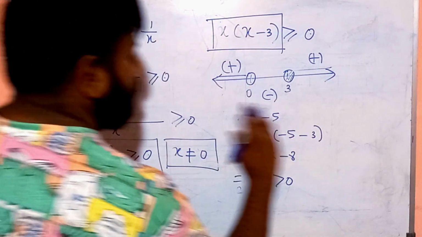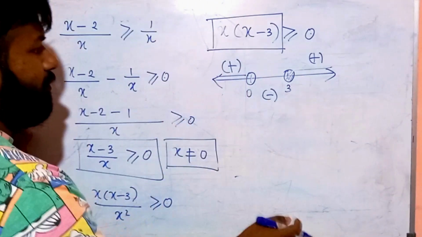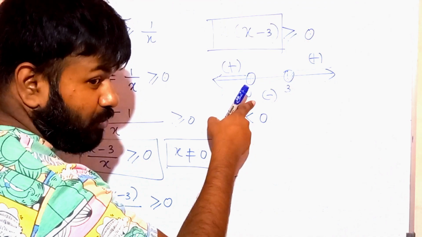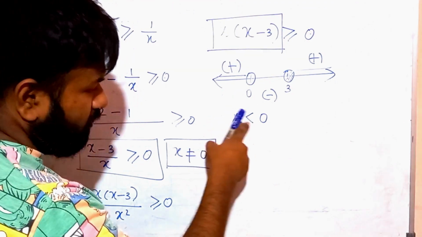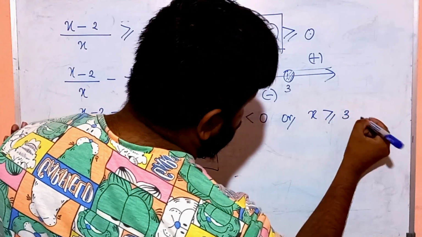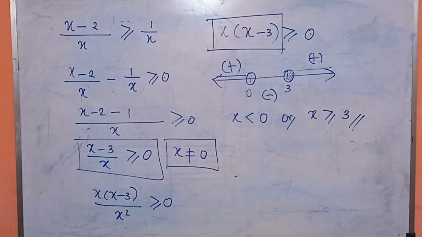So you have to find the final solution. Here, x has to be smaller than 0. It cannot be equal to 0, I told you why. x is smaller than 0, or x can be greater than or equal to 3. So this is the solution. Hope you can understand this.